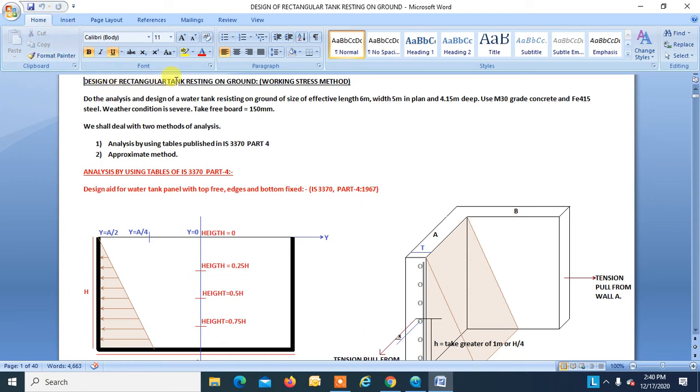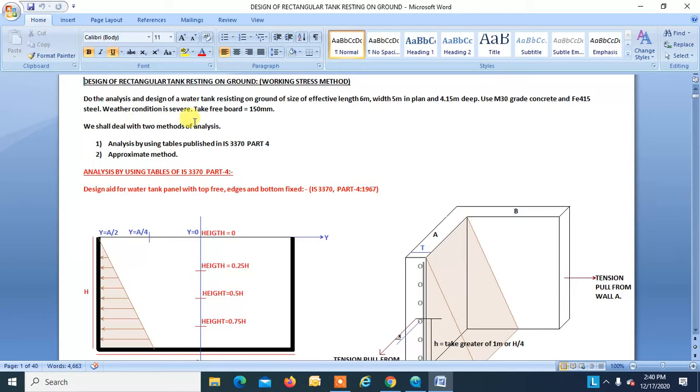Design of a rectangular tank resting on ground, working stress method. Do the analysis and design of a water tank resting on ground of size effective length 6 meters, effective width 5 meters in plan and 4.15 meters deep. Use M30 grade concrete and Fe415 steel. Weather condition is severe and take freeboard equal to 150 mm.